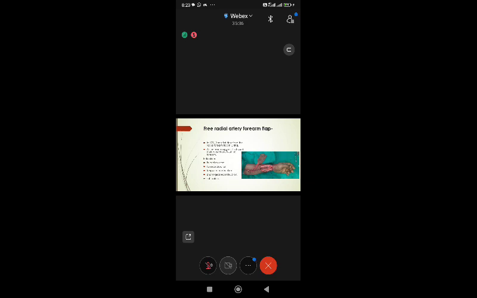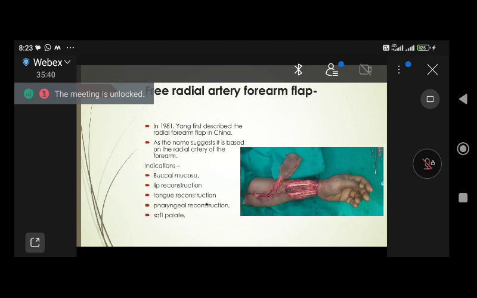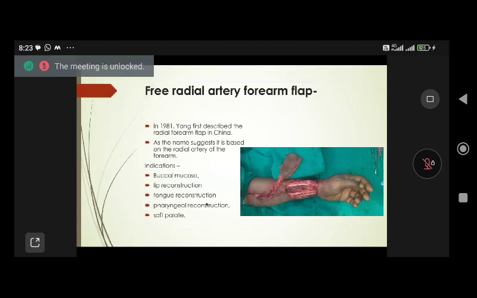The free radial artery forearm flap was first described by Yang in 1981 in China. It is also known as the Chinese flap. As the name suggests, it is based on the radial artery of the forearm. Indications are buccal mucosa, lip reconstruction, tongue reconstruction, parapharyngeal reconstruction, and soft palate.